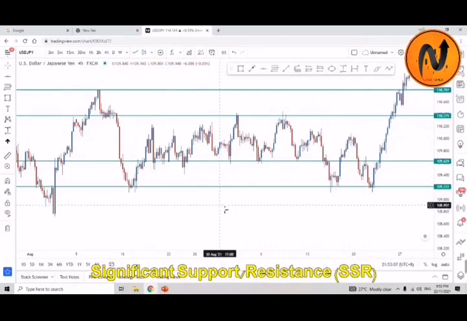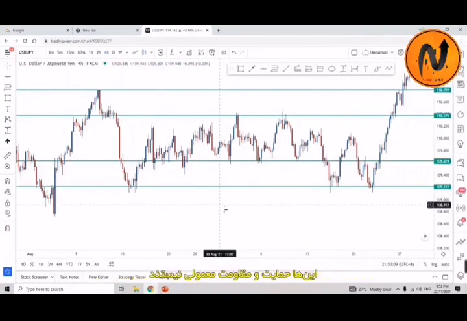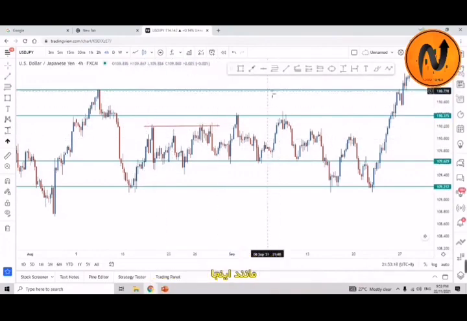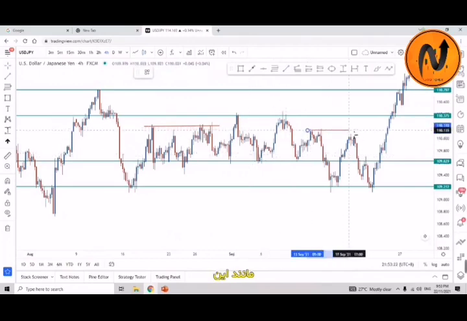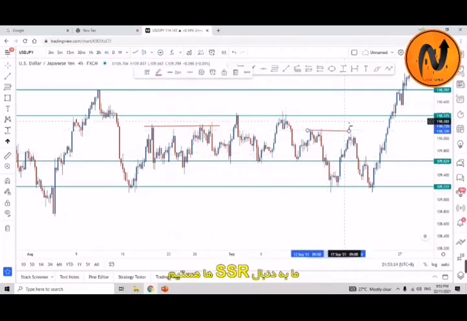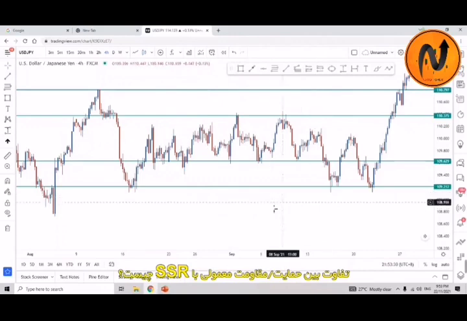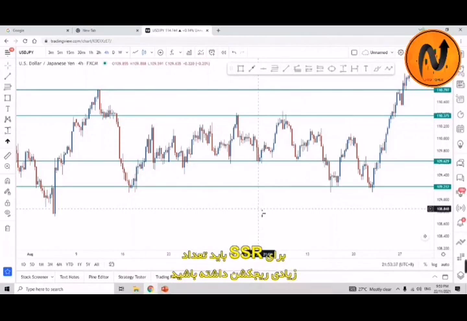Something new, right? Significant support and resistance. It's not normal support and resistance, because there can be a lot of support and resistance such as like this, over here. There can be some over here such as like this, right? But what we are looking at here is a very significant support and resistance. So what is the criteria to become a significant support and resistance? Not a normal support and resistance, right? Significant. We call it SSR.